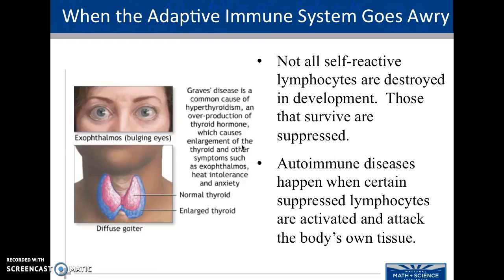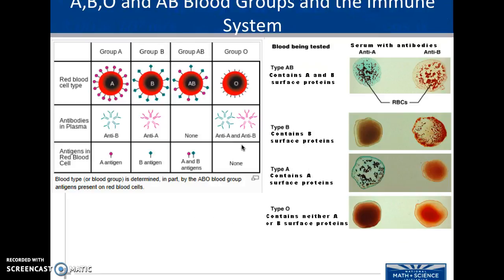Other reasons when the immune system can go awry: not all self-reactive lymphocytes are destroyed in development. Those that survive are suppressed. Another thing we talk about is autoimmune diseases, where certain suppressed lymphocytes are activated and they attack our own body tissue, which can be a really large issue.